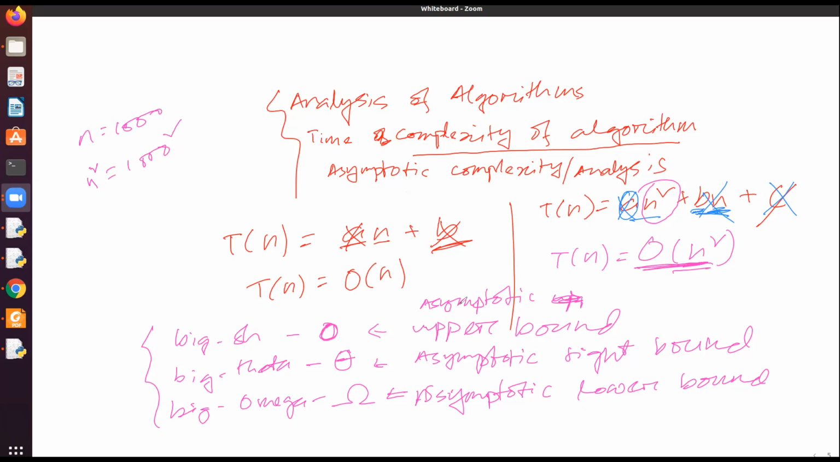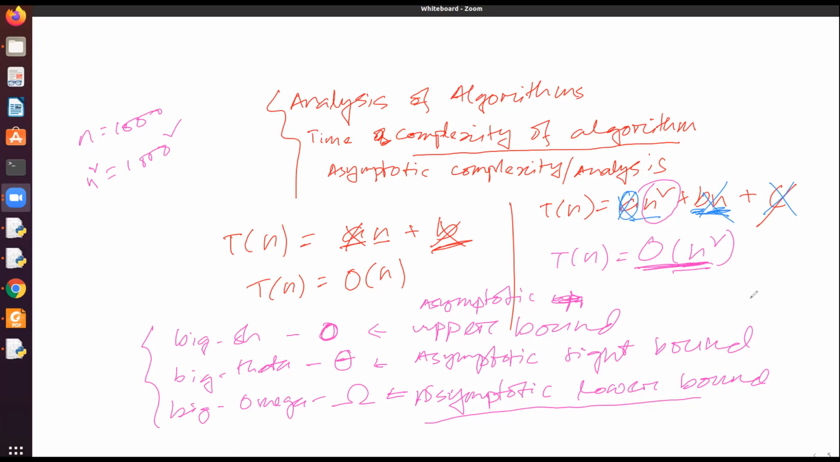And tight bound is something which gives us a close estimation of the actual running time. And asymptotic lower bound tells us that the running time is at least this. It cannot go below that. So it doesn't give us any guarantee that, in the worst case, it cannot go beyond that.